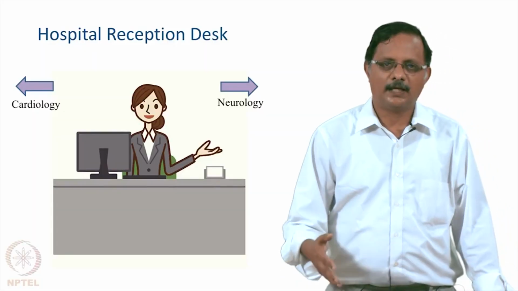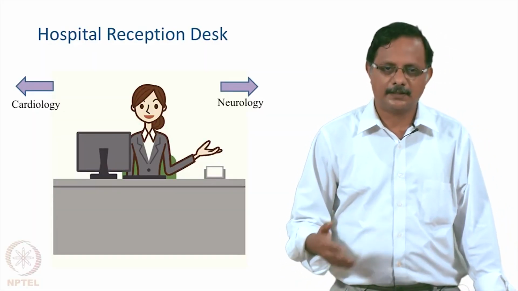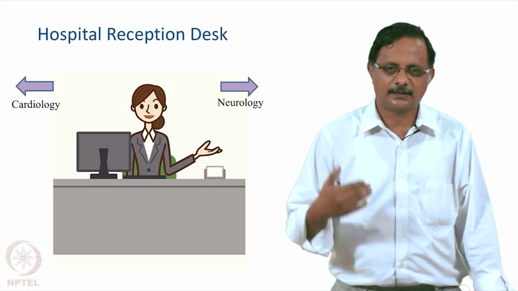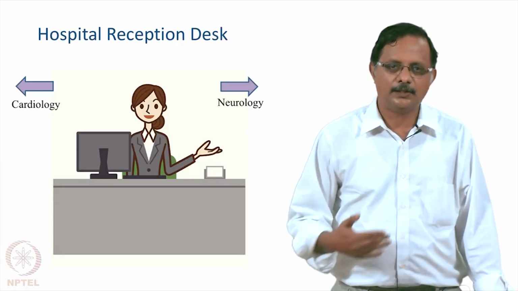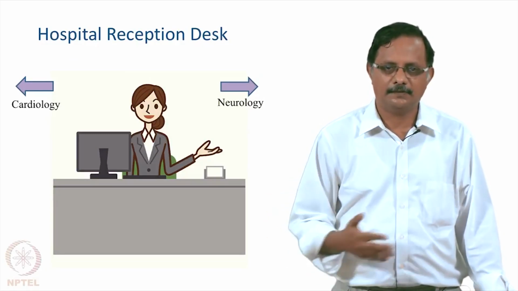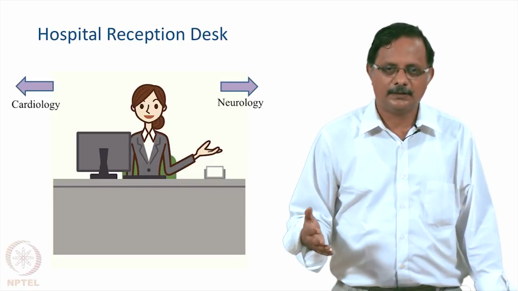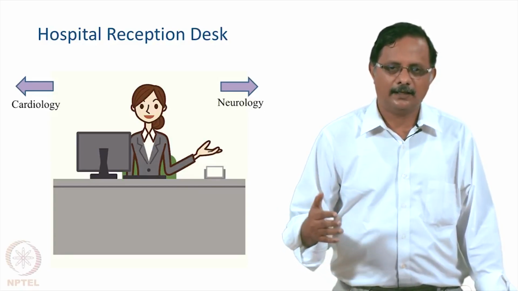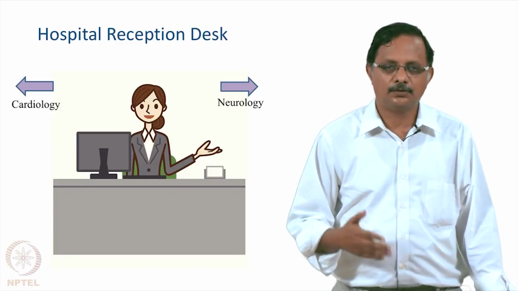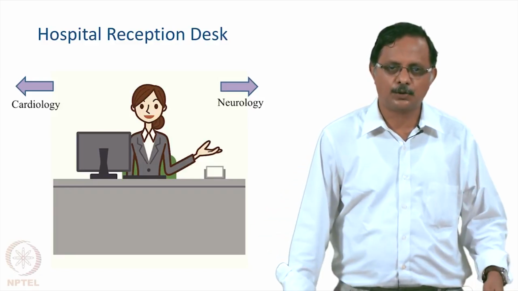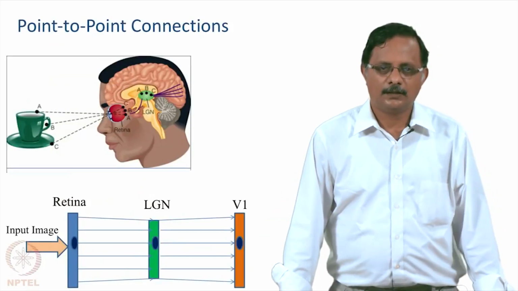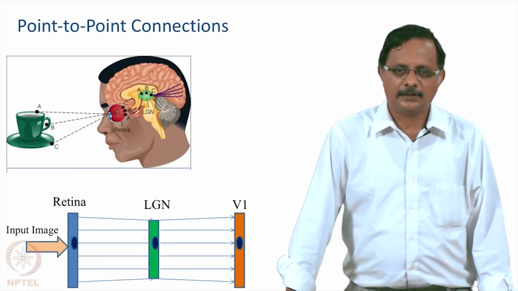You can think of the thalamus as some kind of a hospital reception desk, where patients come into the hospital and do not directly go to different divisions or departments of the hospital. They go to the reception desk, and then the receptionist directs them to which division they are supposed to go to. So, let us talk about point to point connections.